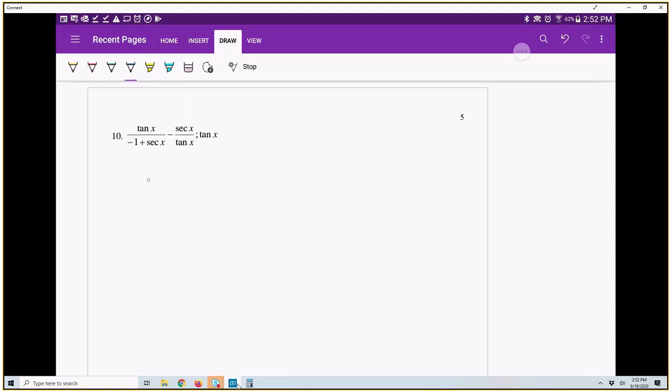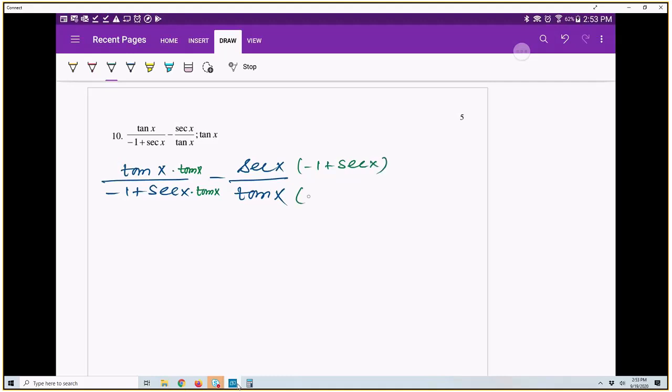So let's start. I have tangent x over (minus 1 plus secant x) minus secant x over tangent x. So I get to multiply tangent x on the top and bottom of the first term, because I'm trying to find the common denominator. So let's just do that. Whereas on the second term, you're going to multiply by the other denominator. So minus 1 plus secant x, the entire term, you will multiply on the top and bottom. And let's see what we get out of this.